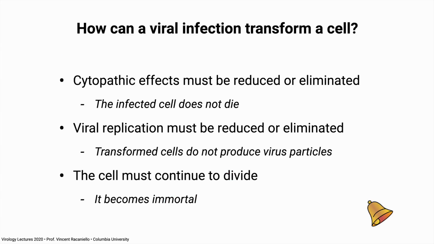How can this happen? Well, you have to reduce cytopathic effects, reduce or eliminate them. Otherwise, you would kill the cell. So transformation requires the infected cell not die. You have to reduce virus replication so that virus particles are not made. And the cell must continue to divide. It becomes immortal. Do these properties ring a bell? This is a persistent infection. It's a very specific kind of persistent infection where the presence of the virus has immortalized the cell. But all these properties are very reminiscent of what we talked about last time, persistence.